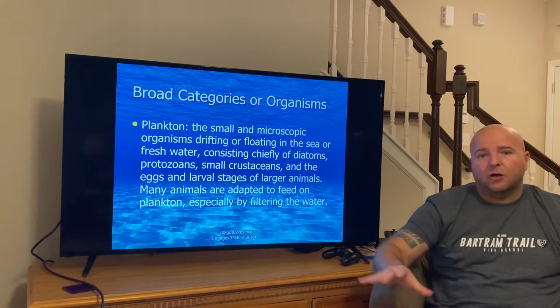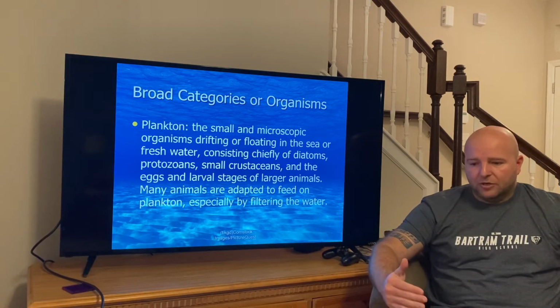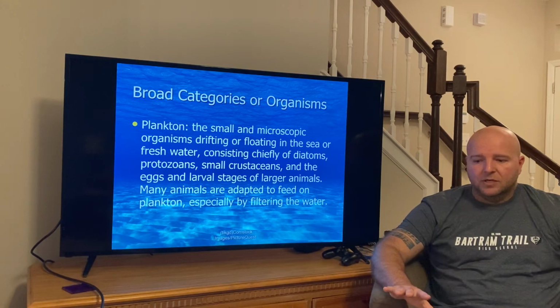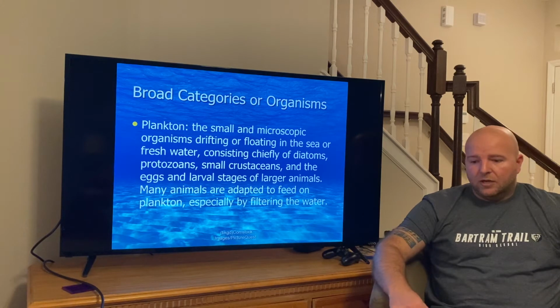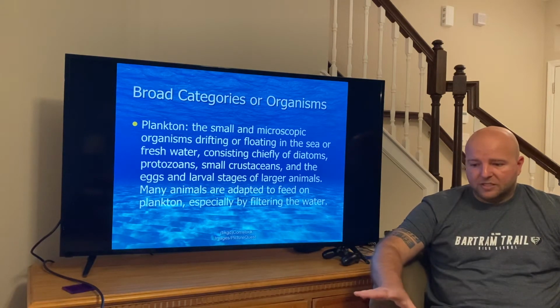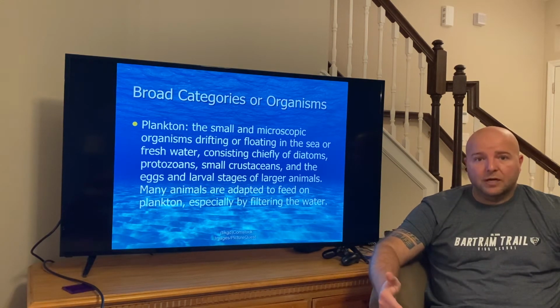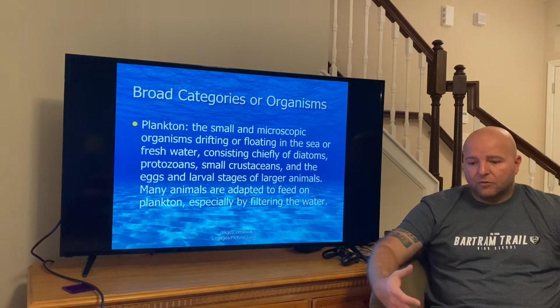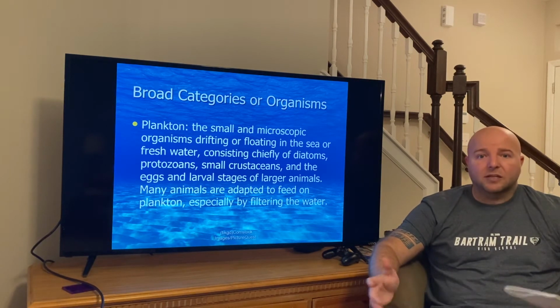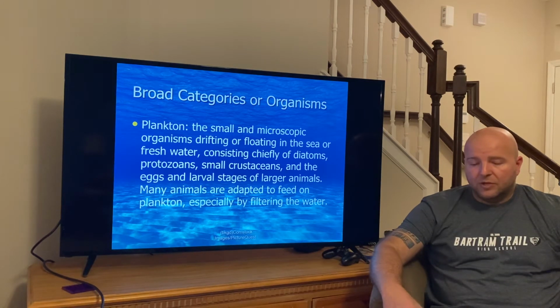All right, I'm not writing anything off of this slide, but I want to mention it. So plankton are small microscopic organisms that are drifting or floating. This could be in the sea or in fresh water. It consists of what are called diatoms and protozoans. They also can include small crustaceans, and then also things like larval stages of larger animals. Squid are a good example of this. The squid in the larval stage are drifters. They're so tiny that they are not able to swim around themselves. But then as they progress through their life stages, they become big enough to swim on their own.